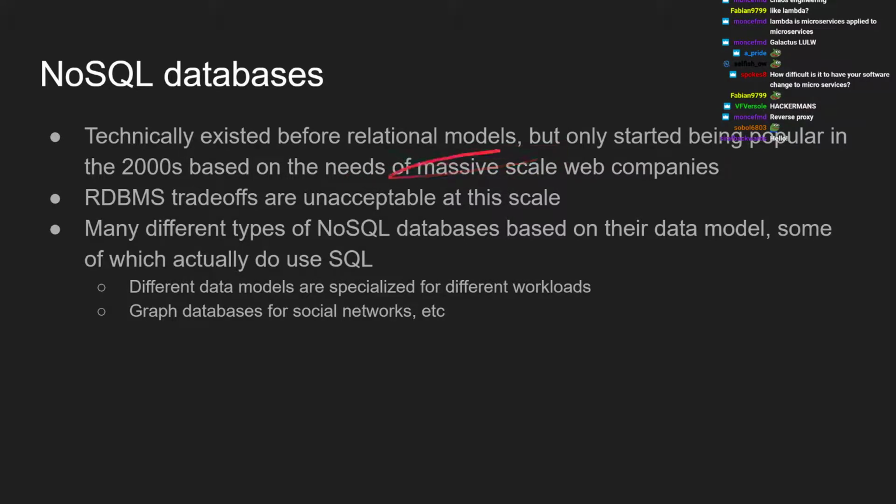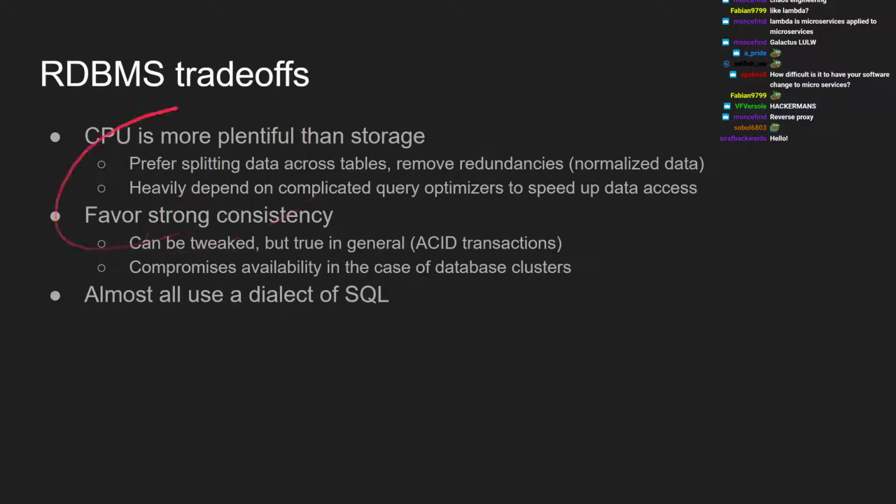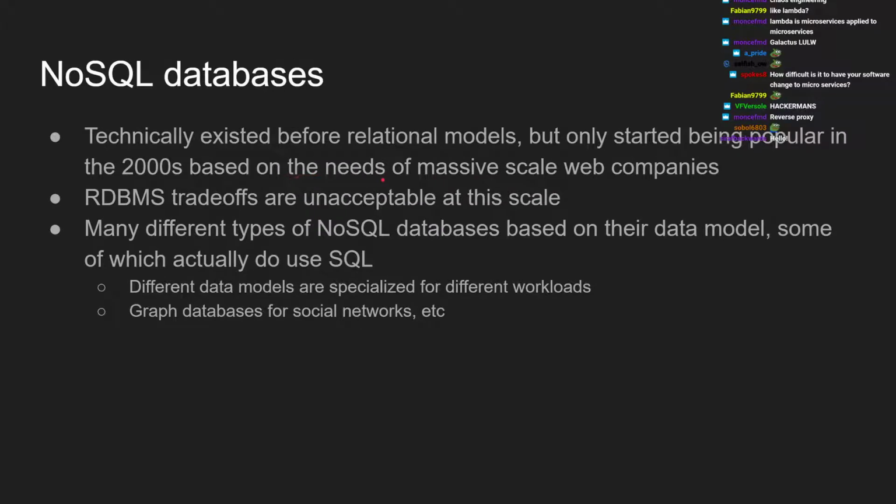When you're at this scale, the relational database trade-offs are unacceptable. They are unacceptable when you are at Google scale or Amazon scale. So they needed a different way of thinking about databases, which is what the Dynamo paper is about.